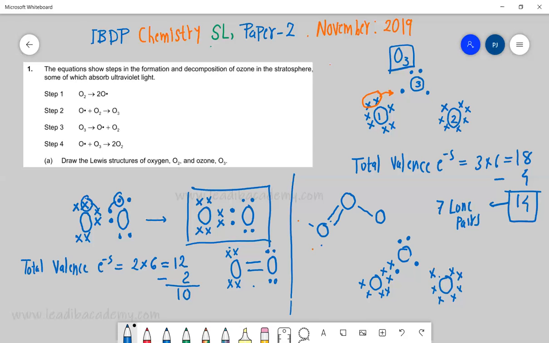1 oxygen has 2 lone pairs, the central one has 1 lone pair, and the other oxygen has 3 lone pairs. Simple. This is the final Lewis dot structure. Hope this is quite clear, a simple one.